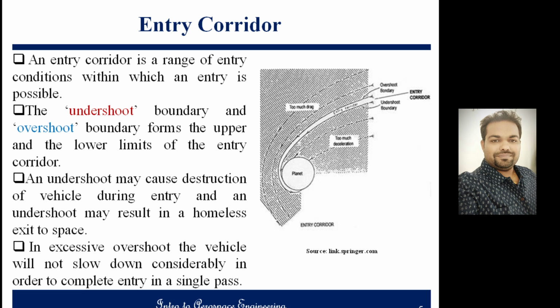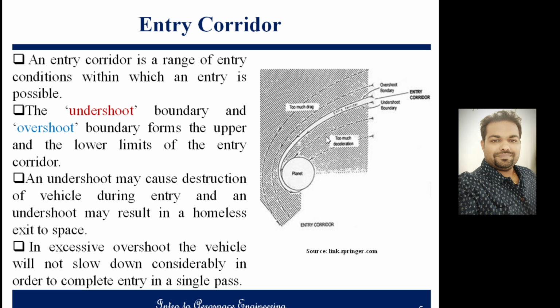An overshoot may cause destruction of the vehicle during entry, and an undershoot may result in harmless exit to space. So if you are going this side, it is very difficult to enter into the Earth atmosphere. You will still be in space, and if you are too far away from it, this may cause structural damage to the vehicle during re-entry. So if the guidance error results in excessive undershoot, these are the excessive conditions. You look at this and this, these are the too much excessive conditions.